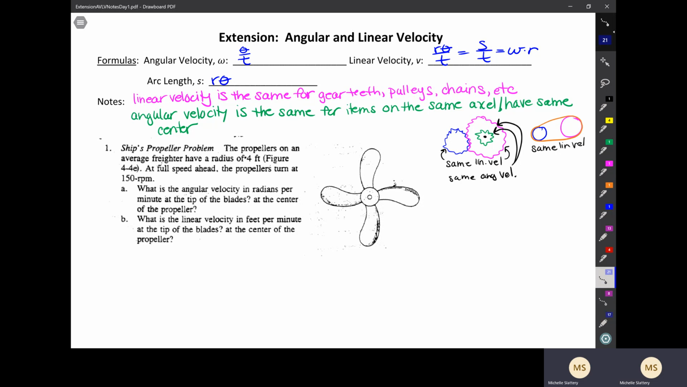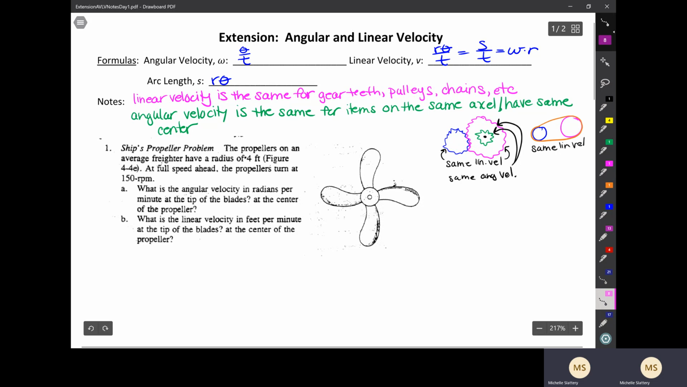All right. The other thing that we looked at today is when will the linear velocities and angular velocities be the same. So we found out that linear velocity will be the same when we have gears that are working together. So here we have this blue gear and then we have the pink gear. Because their teeth meet and work together there, they're going to have the same linear velocities.